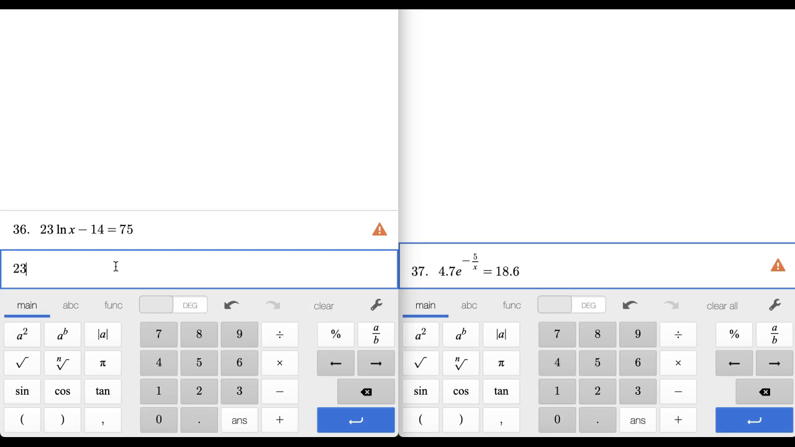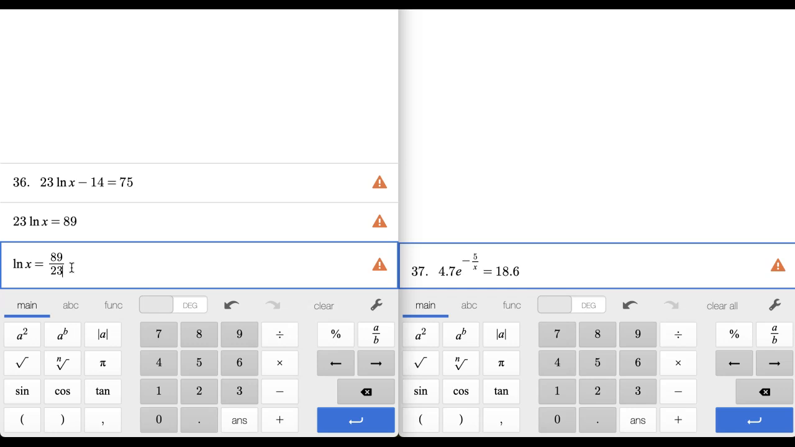So 23 ln x equals, I'm going to add 14 to both sides. We get 89, right? And then you can divide both sides by 23. That's going to be 89 over 23. I'm going to leave everything in its pure fraction form first, and then I'll let the calculator do the work at the very end. Okay, so I have my log function isolated.